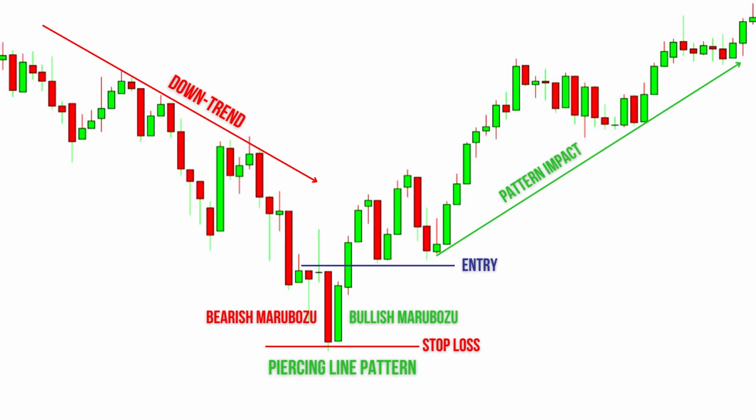Friends, in this chart, after a proper downtrend, a bearish Marubozu candlestick was formed. Next candlestick, bullish Marubozu was formed. As I said before that in piercing line pattern, the close of bearish Marubozu and the open of bullish Marubozu candlestick can be at same level. Still piercing line pattern is valid. Then breakout and piercing line pattern has done its job.